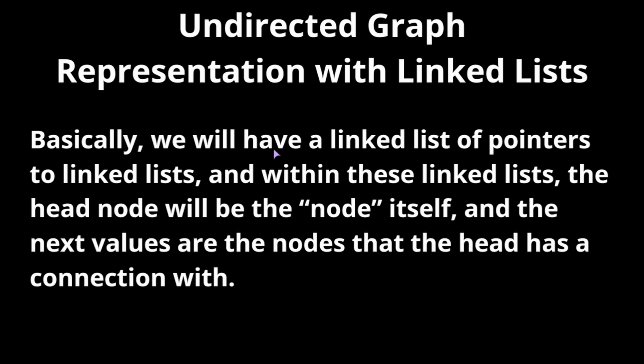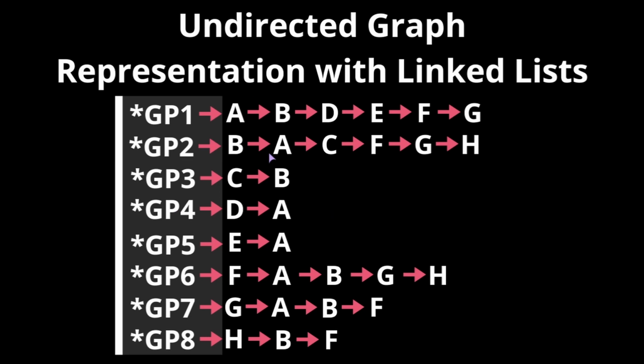So we're going to implement it using linked lists, and we're going to have two kinds of linked lists. One linked list will hold pointers to other linked lists, and each linked list that has a pointer to it will be representing the node and its connections. So if you take a look here, this is the exact same graph representation using linked lists. So this graph and this graph are equivalent. These two representations are equivalent.